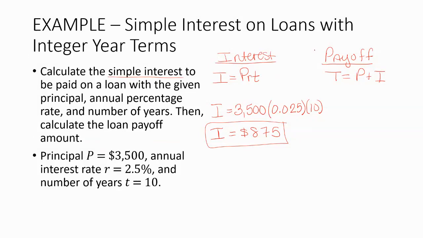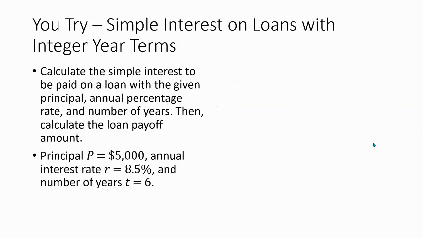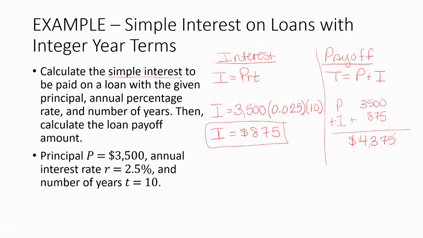Our total payoff is principal plus interest. So our principal is $3,500 and our interest is $875. When we add those two together, we have $4,375 is our total payoff.